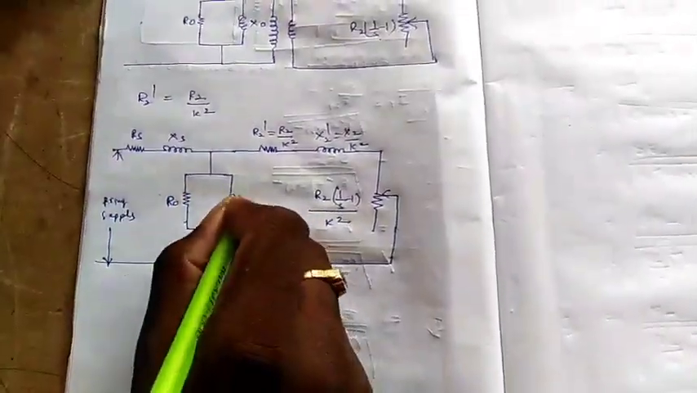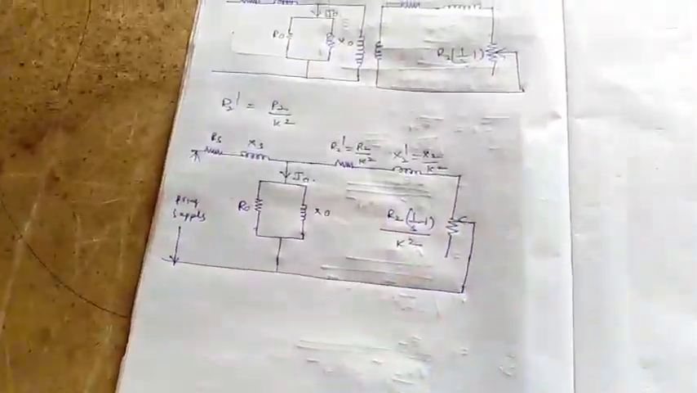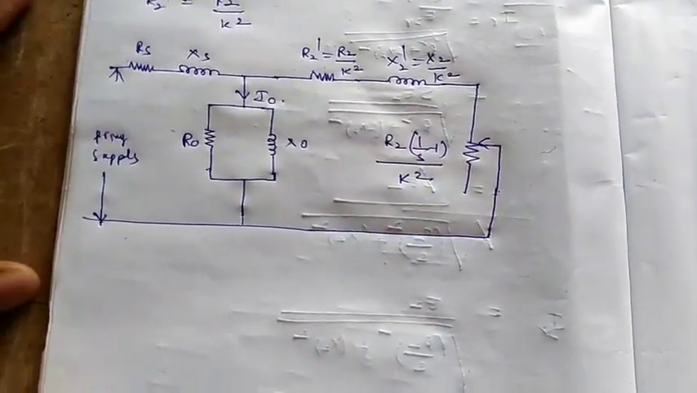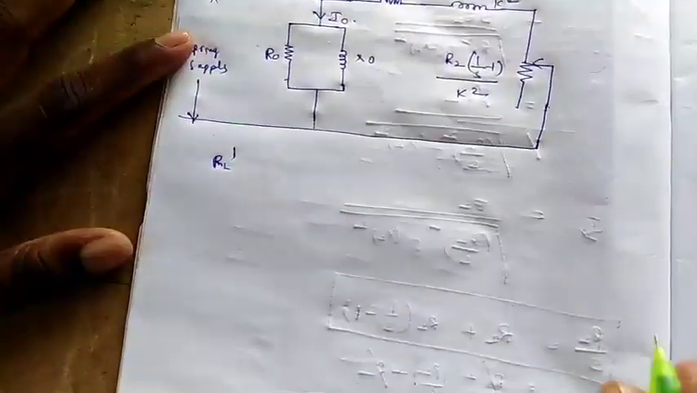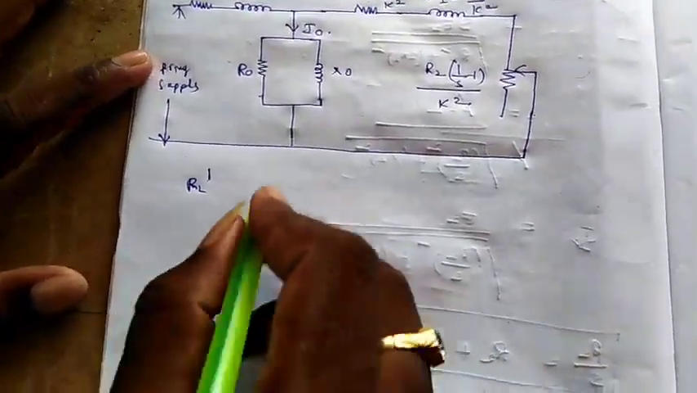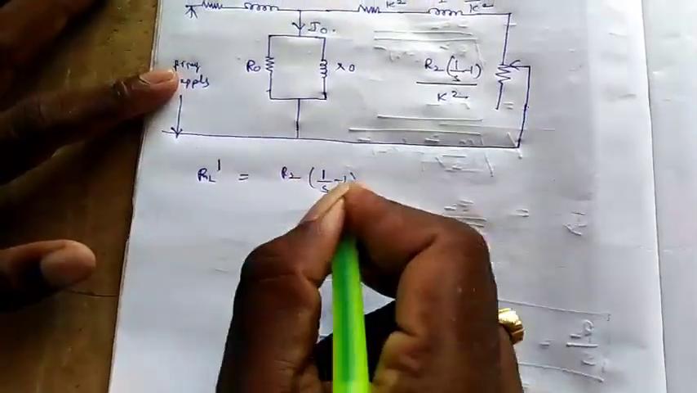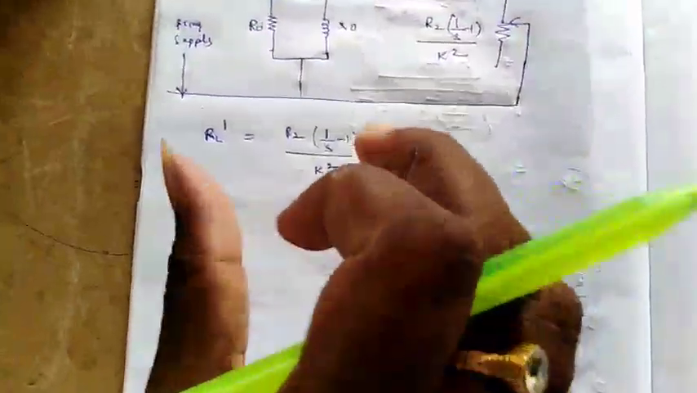This is a no load parameter R naught, X naught, current is I naught. So this whole term can be replaced with the electrical load equivalent of the mechanical load. That is, we can represent it as RL dash, that is R2 (1/S minus 1) divided by K square. This is also one term.